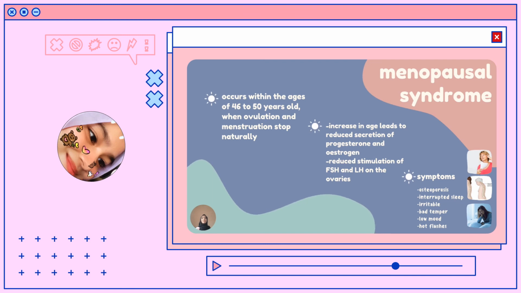So automatically after menopause, a woman is not able to conceive a child anymore because the production of ovum has stopped. Okay, so these are the symptoms such as osteoporosis, interrupted sleep, irritable, bad temper, low mood, hot flush. So basically menopausal syndrome is the syndrome that you get when you no longer get a period. Okay, so just that from me.